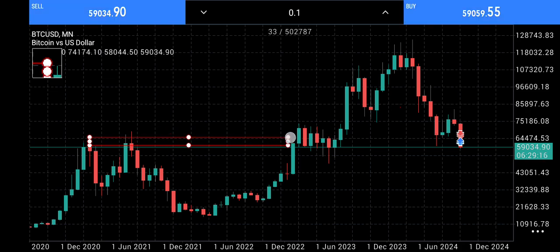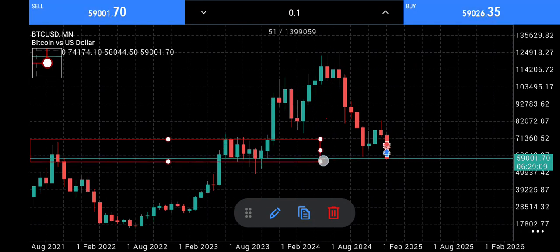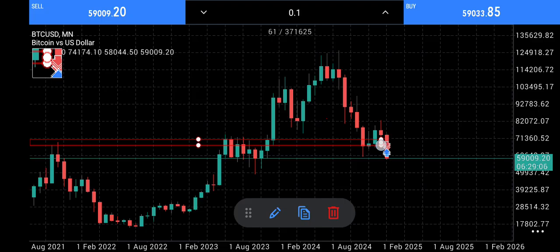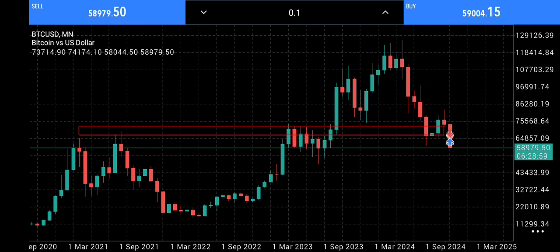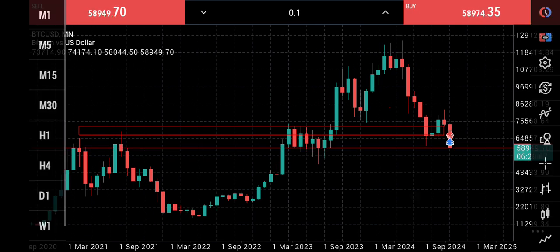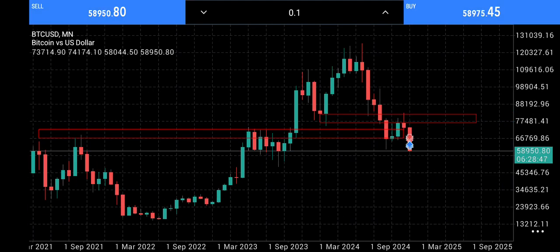So I'm starting to draw my support areas and my resistance areas. So this is my resistance area, guys. As I draw my resistance areas, I should also draw my support area. So this is my support area. I will only use those two structure levels.